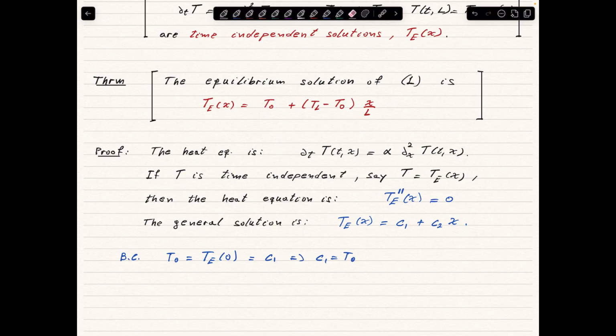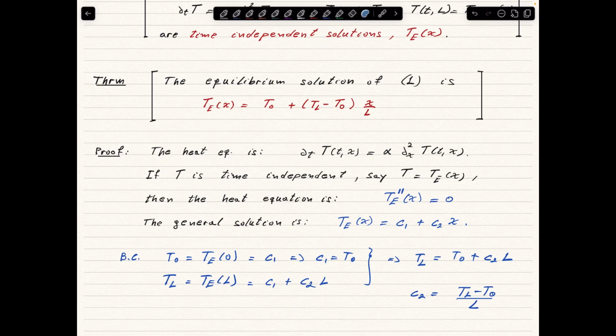Then on the other side of the bar, the equilibrium solution when we evaluate at L has to be TL, but this is C1 plus C2L, and these two things together imply that the temperature on the L side of the bar has to be T0 plus C2L, which means that C2 is nothing more than TL minus T0 over L.